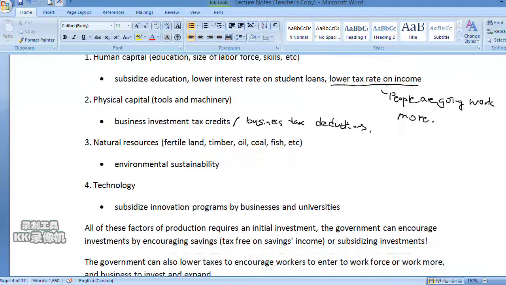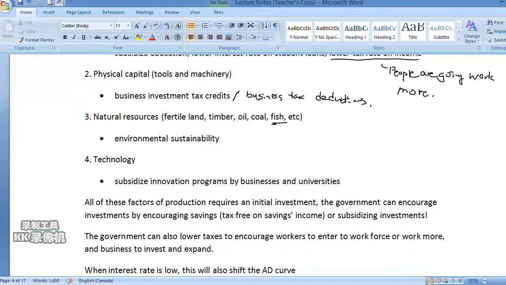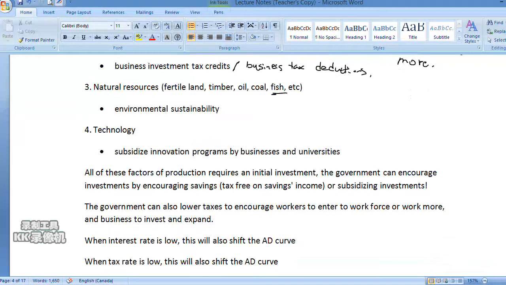Natural resource, so you have land, timber, oil, or even fish. What the government can do is implement sustainable policies to ensure that the natural resources do not deplete as much, or so that, for example, fish can reproduce. And then finally, we have technologies. What the government can do is subsidize innovation programs by business and universities. All of these factors of production require an initial investment.